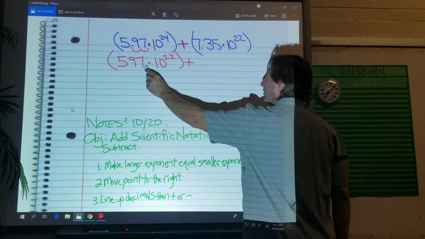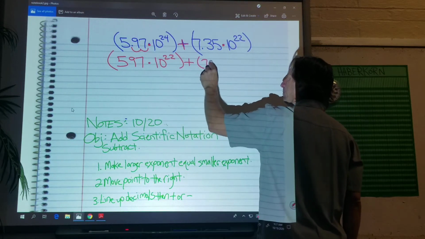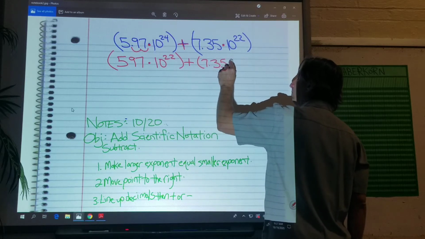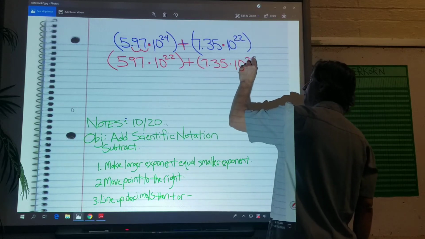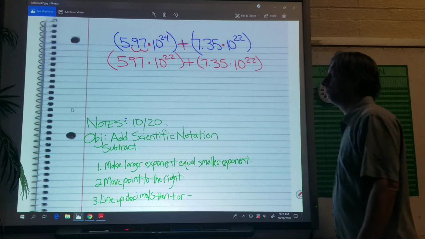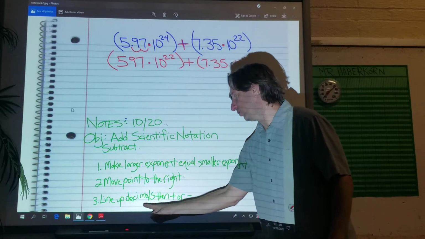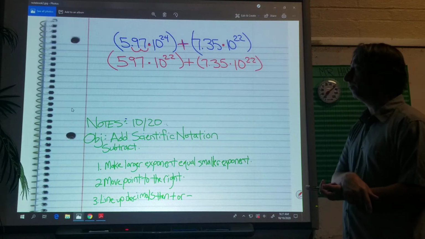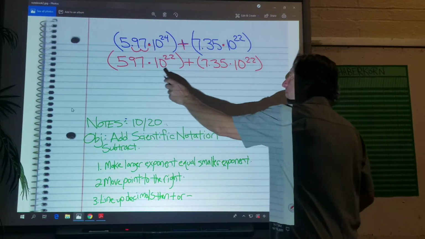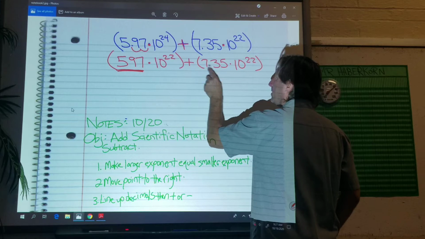My point's hiding here at the end, so we don't need it. Okay. So now we can add. Line up your decimals. This is back to 7th grade. Line up your decimals, right? So I'm going to add this and this.